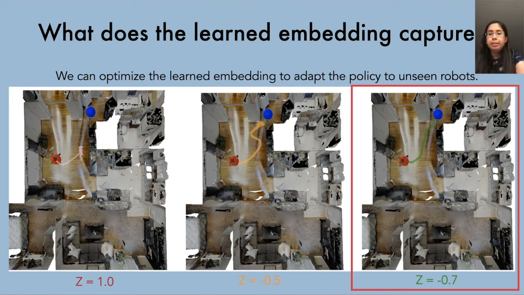Which brings us to what we want to do in test settings. Given a new robot, what we can do is search for or optimize for the learned embedding Z, which results in good performance on these unseen robots.